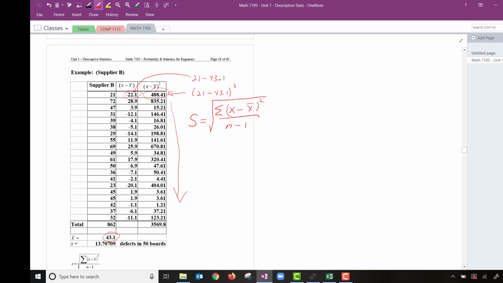The formula is given like this. I've already calculated the numerator of this formula. It's the sum of all those squared differences: 3569.8. And then I divide that by however many values there were. We had 20. And remember, when it's a sample, we adjust it ever so slightly by subtracting 1. And we end up with a standard deviation of 13.7 defects in 50 boards.